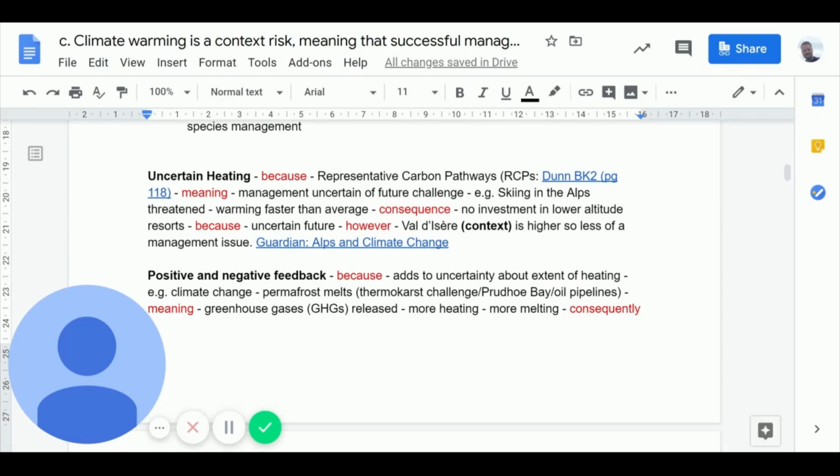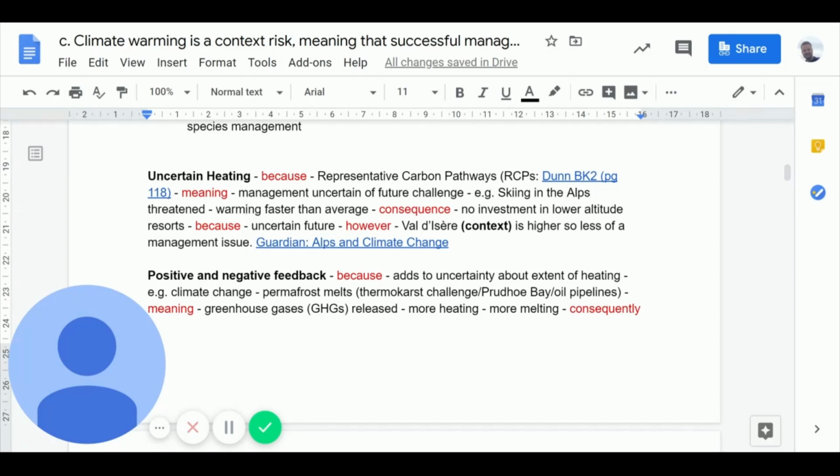And then to put all that together, we've also got uncertain heating, which means we don't know how bad it's going to be. So if we're looking at this, we've already mentioned the representative carbon pathways, which are in the Dunn textbook, meaning management is uncertain. We don't know the challenge, it makes management more uncertain. Long-term investment becomes difficult. If you look at skiing in the Alps, it is threatened. It's warming faster than average anyway, in fact faster than the global average. So the consequence is people are not investing in the lower altitude resorts because of that uncertain future. So that uncertainty is causing a management issue because of lack of investment. But areas which are higher, like Val d'Isère, there's less of a management issue.